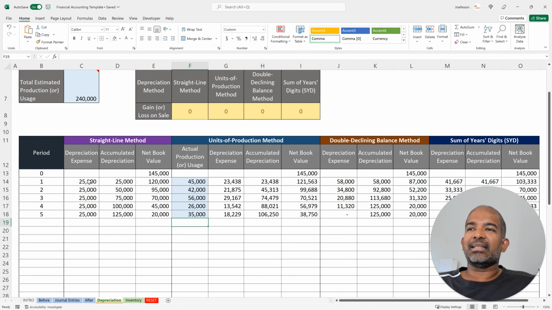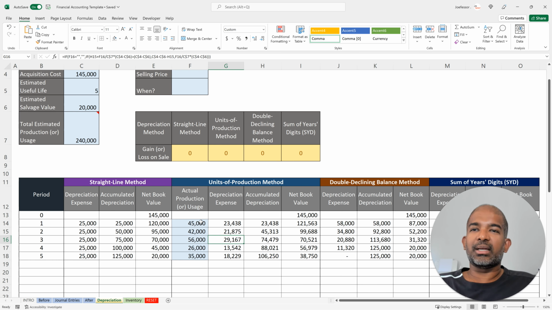You can see that the straight line depreciation is 25K every year, and accumulated depreciation basically adds up each of these depreciation values. The net book value goes down by 25K every year. In the units of production method, depreciation is calculated based on how much was actually produced. For example, year 3 has the highest actual production, and hence the depreciation expense is the highest for that particular year.